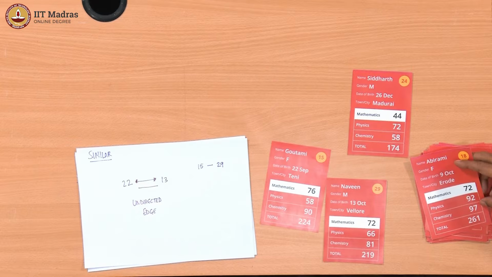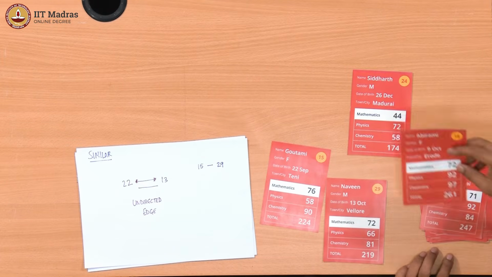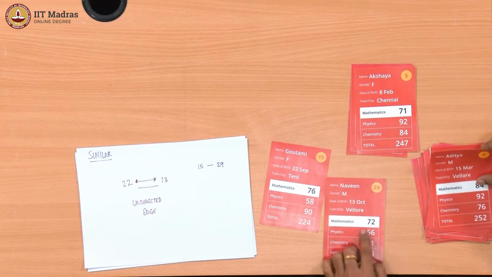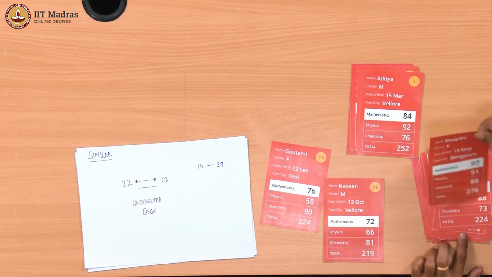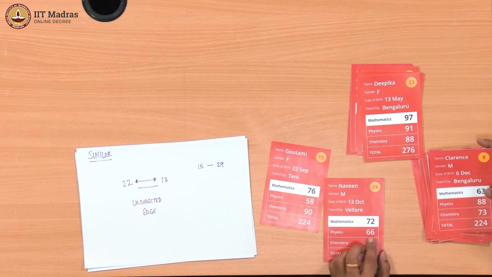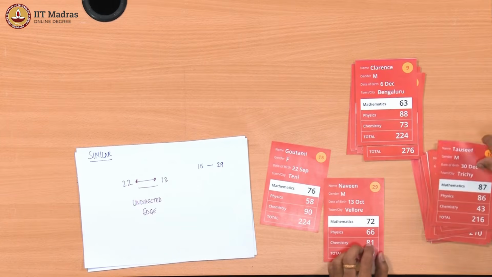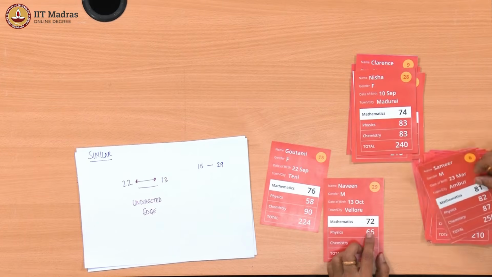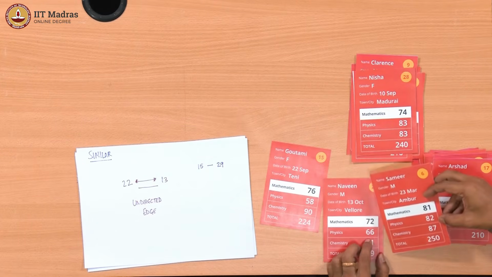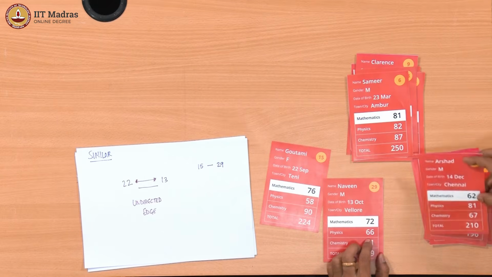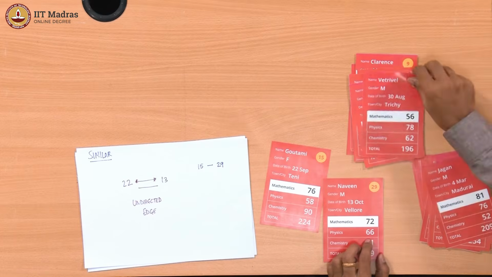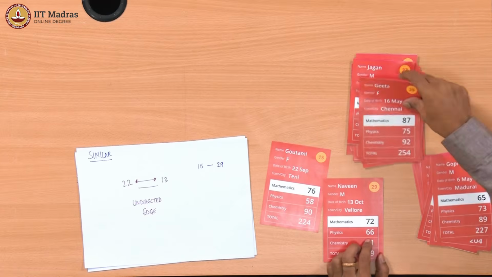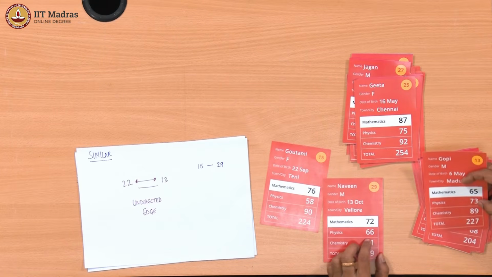Oh, I see. I think we might find somebody, so let's see. This is gone. 72, 71, 66, 92, ruled out. 72, 84, ruled out. 72, 97, ruled out. 72, 63 is possible. But 88 is too much. 72, 87 is ruled out. 74 is possible, but 83 is too high. 81 is 9 marks. 82 is too high. 72, 56 is ruled out. 81 is possible. 76, 66 is 10 marks, ruled out. 87, 65, 73, these are okay. 89.